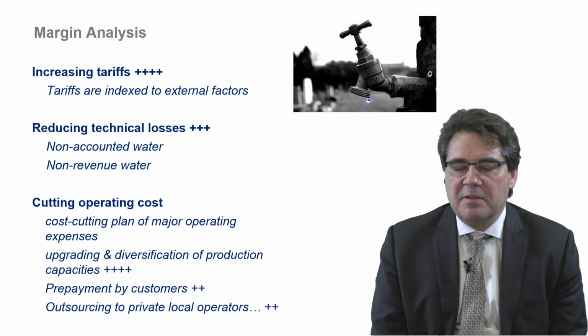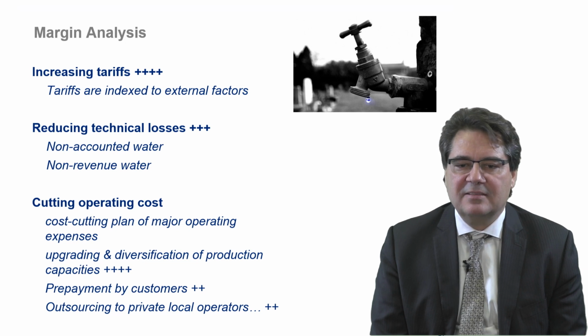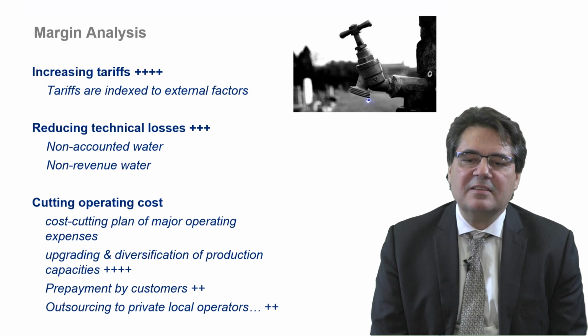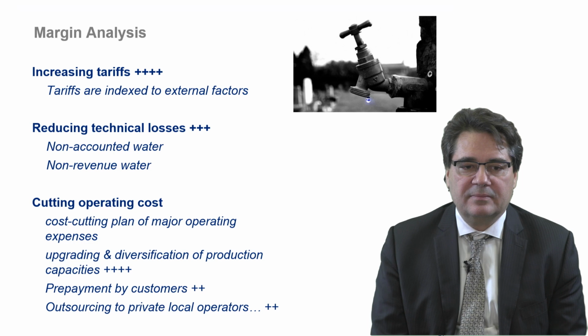When a water company manager wants to keep the profit margin high, he can make use of several levers with an extensive level of effectiveness. This slide lists some of these levers. So you have increasing tariffs, reducing technical losses, and cutting operating costs. Increasing tariffs is probably the most powerful lever. However, remember that water prices are highly regulated.